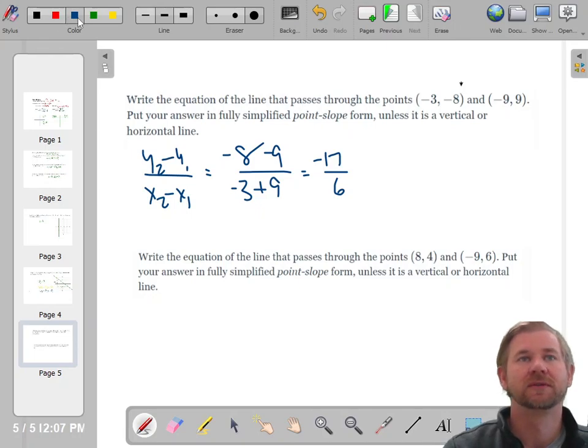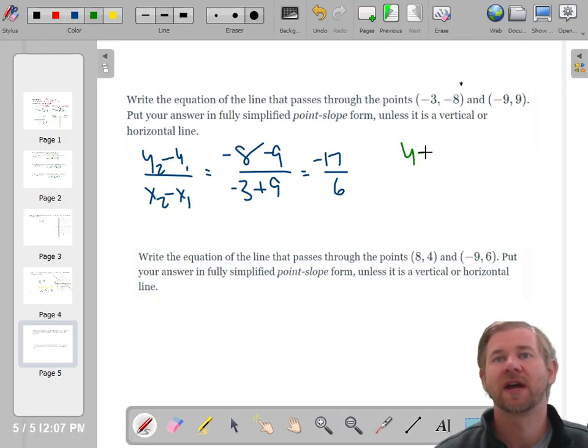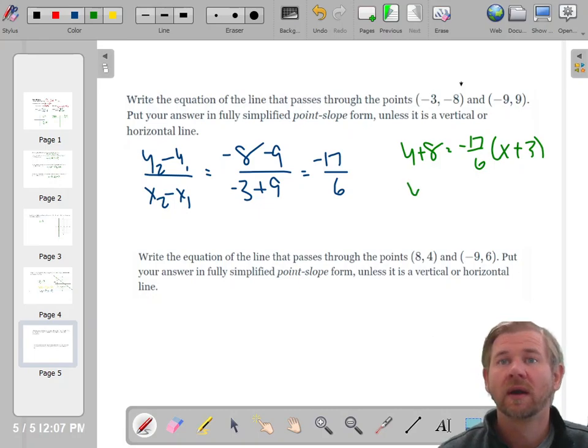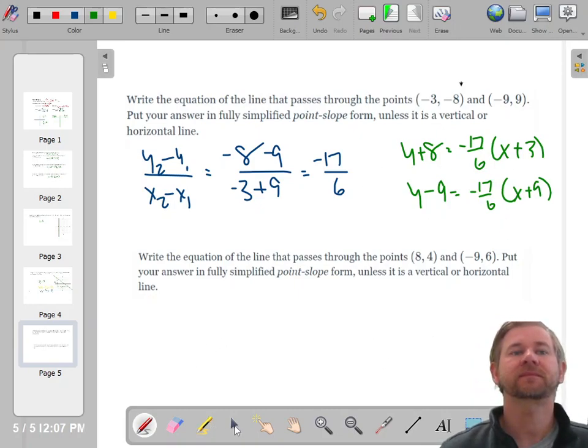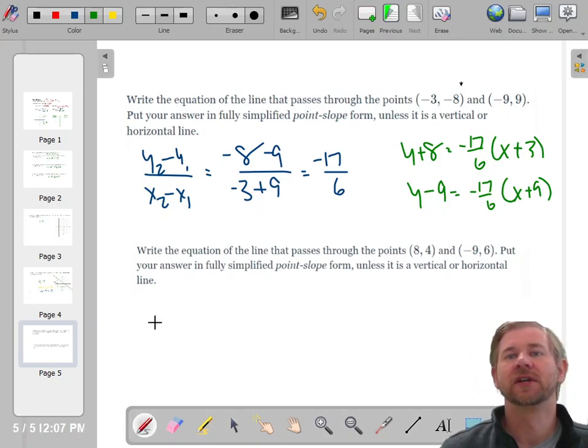That's not going to reduce. So we'll just write it as y plus 8, since y minus negative 8 is y plus 8, equals negative 17 over 6 times (x minus negative 3), which is x plus 3. Or y minus 9, x plus 9. Those both work. Last one, find the slope.